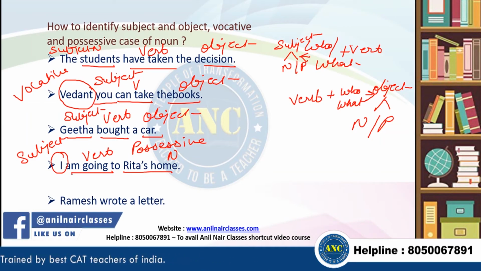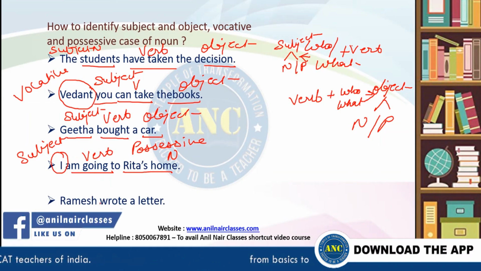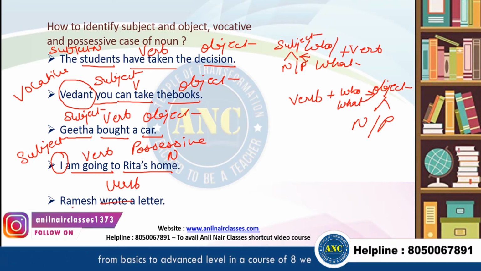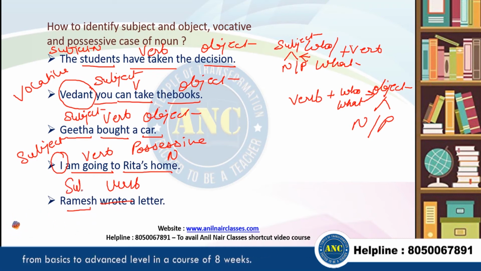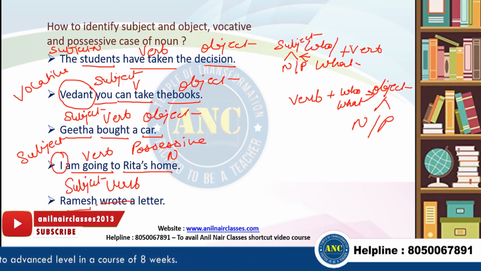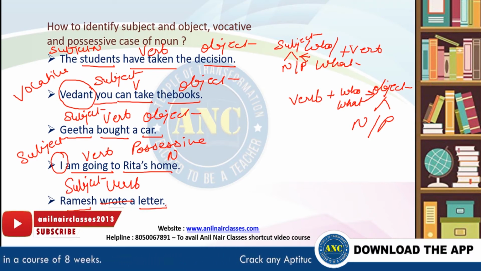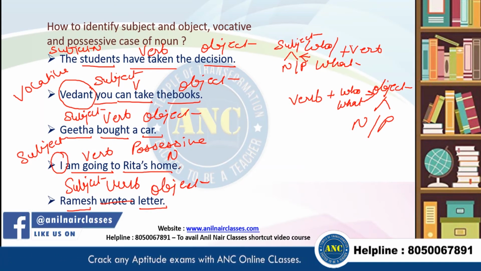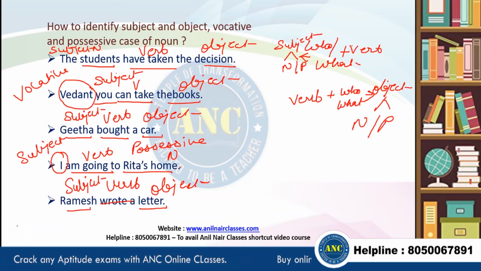subject or the object. Ramesh wrote a letter. So wrote is a verb. So we'll ask the question, who wrote a letter? Ramesh. So Ramesh is the subject over here. Now we'll ask the question, Ramesh wrote what? Letter. So letter is the object. So hope it's clear now how to identify the subject and the object of the verb.